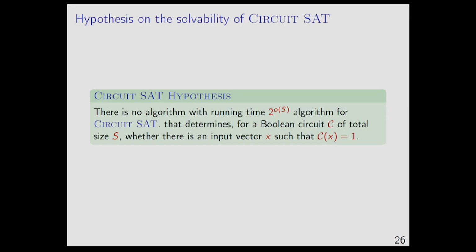So, what is the circuit SAT hypothesis? Here's the circuit SAT hypothesis. There is no algorithm with running time 2 to the power little o of S, where S is the size, that determines for a Boolean circuit C of total size S whether it is satisfiable or not. So of course there's a 2 to the power S algorithm. You try all possible assignments on the inputs. Since S also includes the number of inputs, 2 to the power number of inputs is less than or equal to 2 to the power of S. But I'm asking, can you do better than this trivial algorithm? And let me say for a moment that we cannot. And that's the circuit SAT hypothesis.